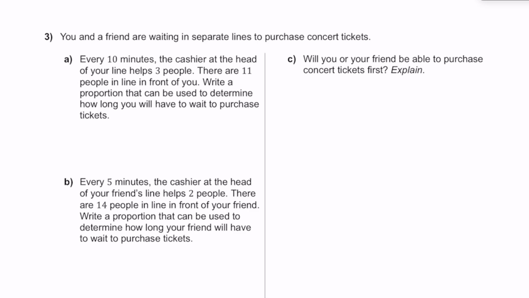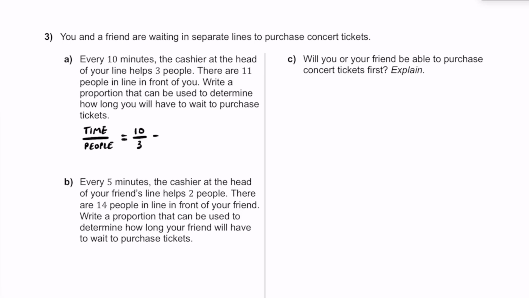Every 10 minutes, the cashier at the head of your line helps 3 people. There are 11 people in line in front of you. Write a proportion that can be used to determine how long you have to wait to purchase tickets. So let's set up a rate here of time to people. And so for every 10 minutes, we know 3 people are going to be helped here.